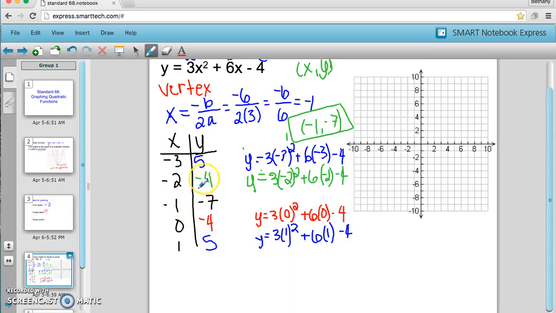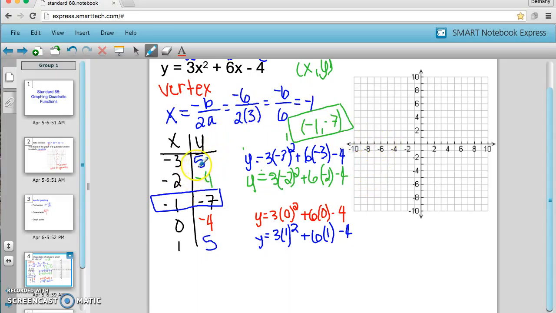Okay, so if you guys notice, this was our vertex here. The values that are going to be on either side of your vertex, since it's symmetrical, so when I go 1 over, they should both be -4, and then 2 up, they should both be positive 5. Remember we talked about in that last slide that it's always going to be symmetrical.